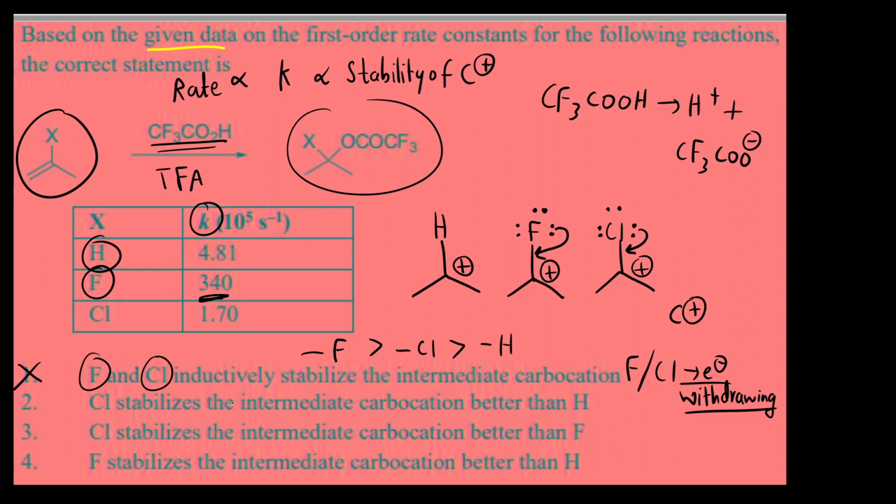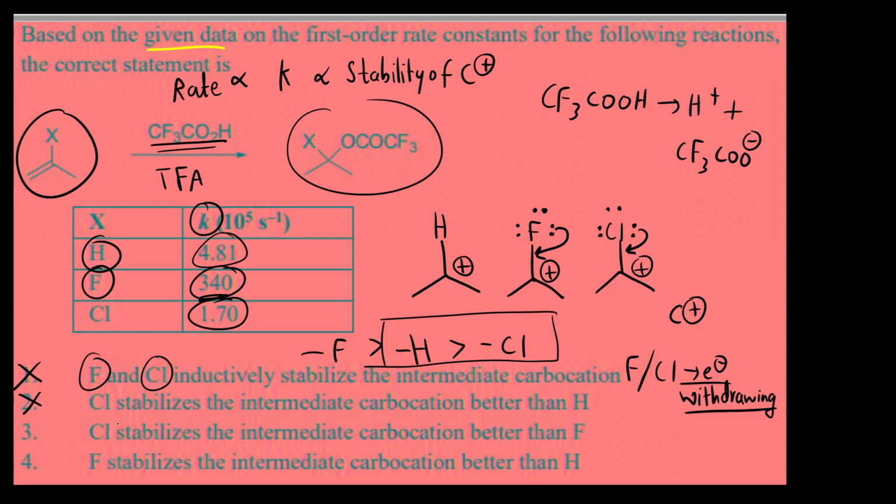Second one is Cl stabilizes the intermediate carbocation better than H. Okay, so I've written incorrect. After fluorine, there is hydrogen, and then there is chlorine. Chlorine value is minimum, 1.7. Okay, 340, then 4.81, then this. So chlorine stabilizes intermediate better than hydrogen? No. If you see the order, it is hydrogen that is stabilizing the carbocation better than chlorine. So second option is incorrect.